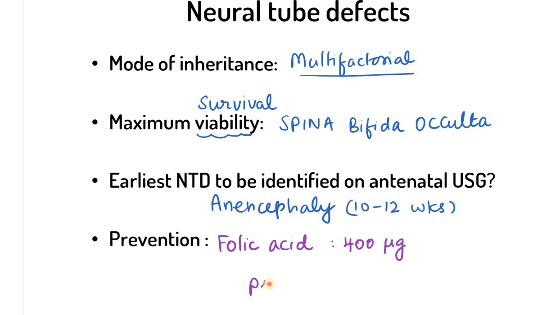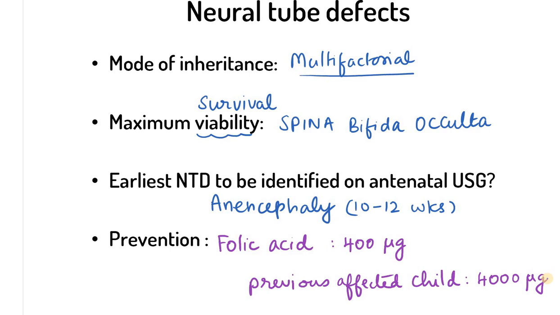But if the mother has a previous affected child, then the dosage of folic acid is to be 10 times more in the next pregnancy. How much? 4000 microgram daily. That's what you need to remember. Now, one more important point to be emphasized here is folic acid to prevent neural tube defect should be started very, very early. Okay, because neural tube is formed by 3 to 4 weeks of gestation. Folic acid also has to be started before the time itself.